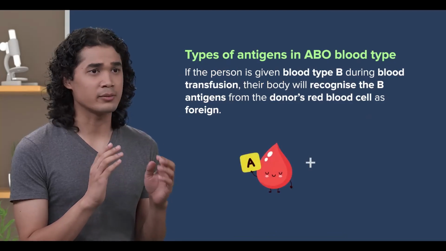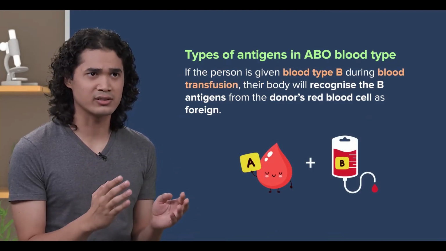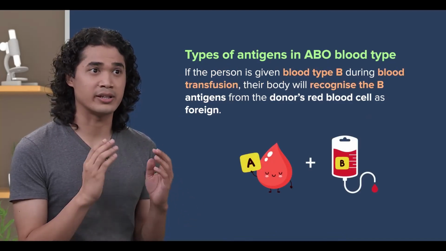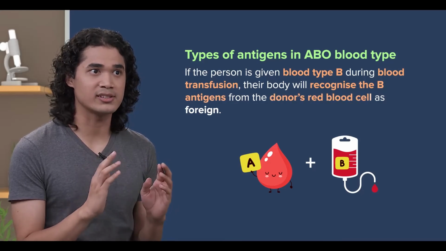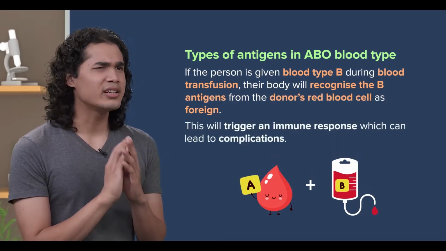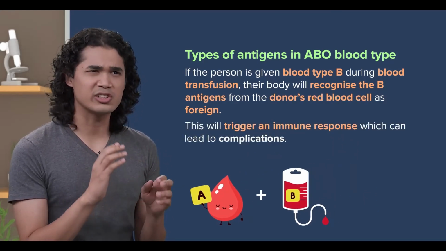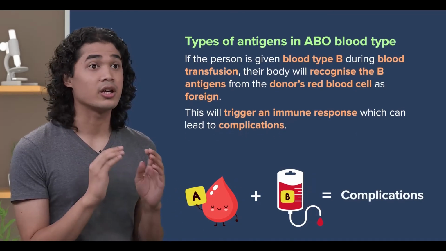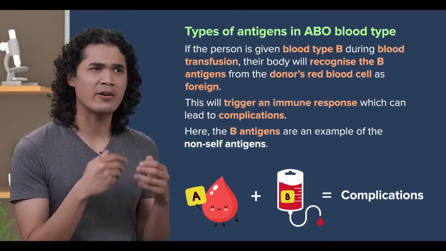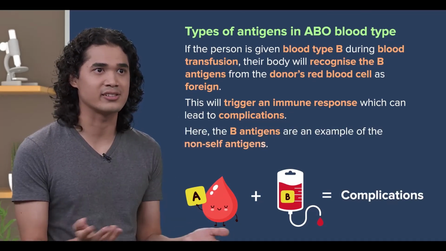And if you are given blood type B during blood transfusion, your body will recognize the B antigens from the donor's red blood cell as foreign. This will trigger an immune response which can lead to complications. Here, the B antigens are an example of the non-self antigens.